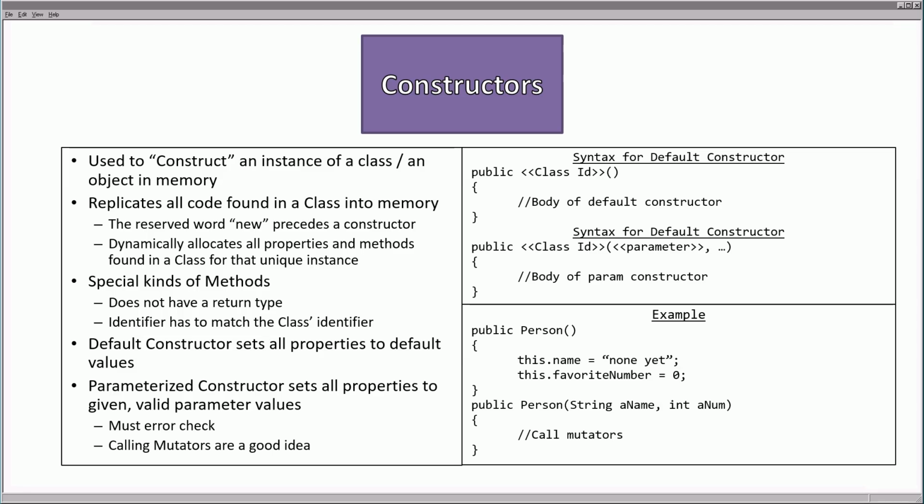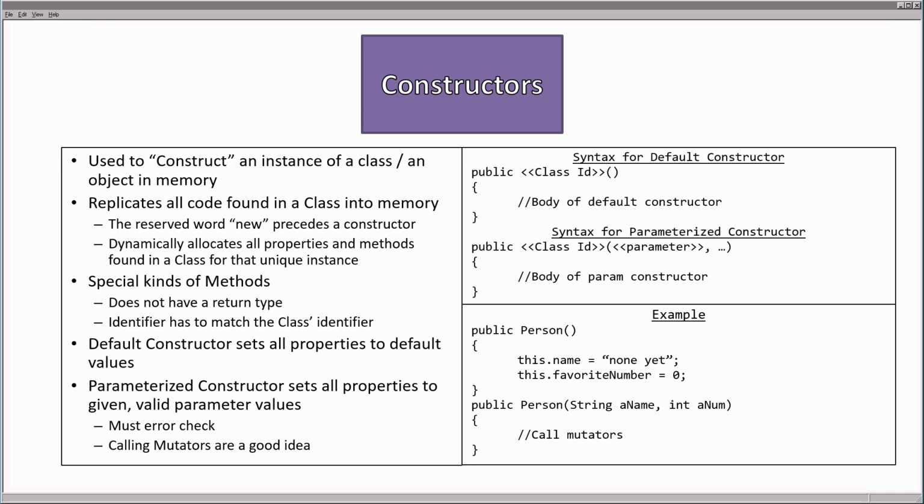Constructors are a special kind of method which do not have a return type, and its identifier has to match the class's identifier. There's two different versions of constructors that are very common. One is called the default constructor, which basically sets all the properties, the instance variables, to some default valid value. There's also a parameterized constructor, which is very useful, and what this does is set all the properties to given valid parameter values. A parameterized constructor has to error check, and in order to do this, it's a good idea to just call the mutators from it.